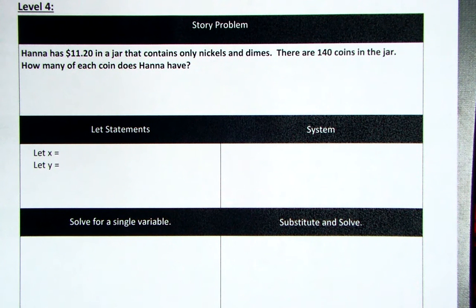Now that we've had a chance to get good at solving different kinds of systems with substitution, let's apply it to a real-life model. Here we have a word problem. Hannah has $11.20 in a jar that contains only nickels and dimes. There are 140 coins in the jar. How many of each coin does Hannah have?